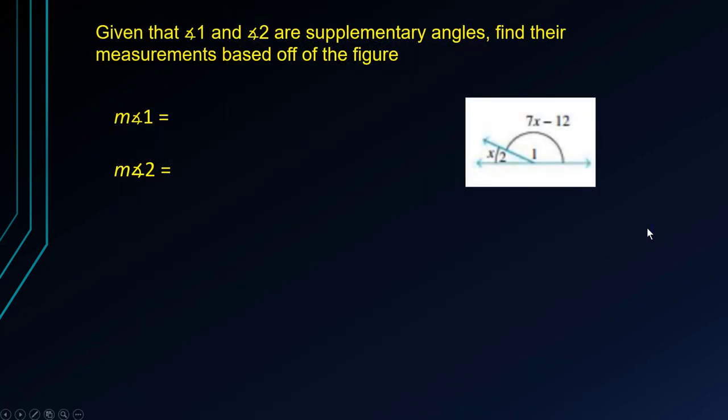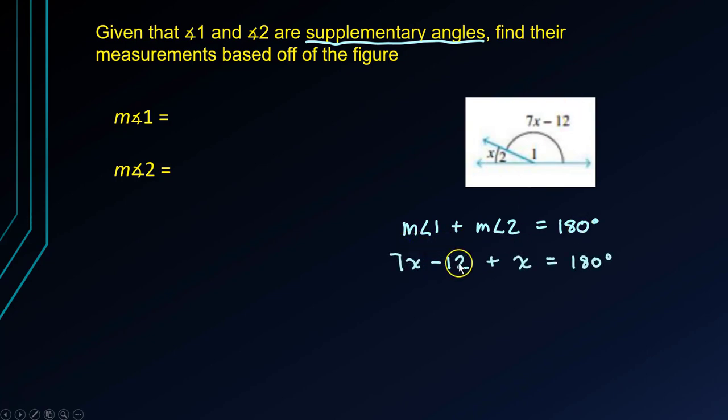The next problem, example 2, you were asked to find the measurements of angles 1 and 2, given that they are supplementary angles in the picture there. Now in the picture, you can see that the two angles, 7x minus 12 and x, form a total of a straight line. So in being supplementary, they have to be 180 degrees in total measurement. So if I take 7x minus 12, which is the measurement of angle 1, and x, the measurement of angle 2, they should total 180 as well.